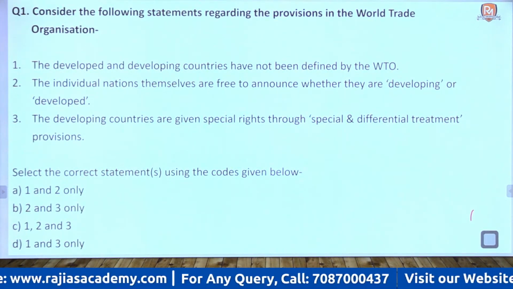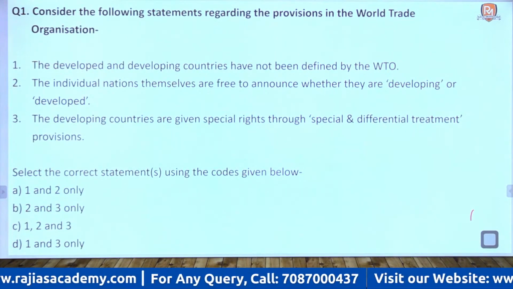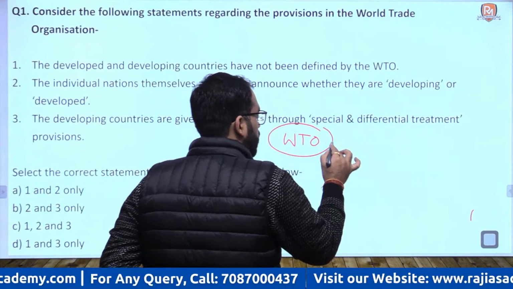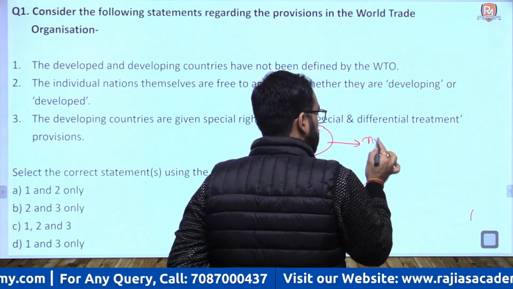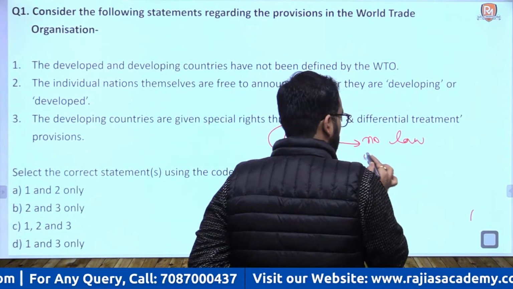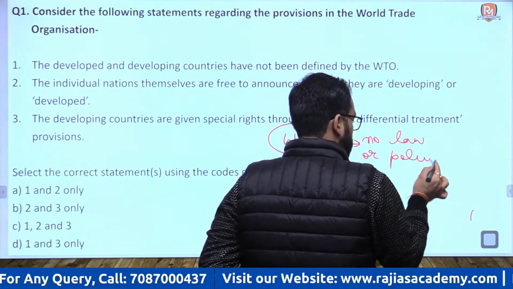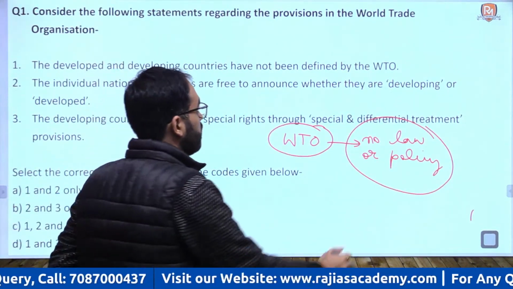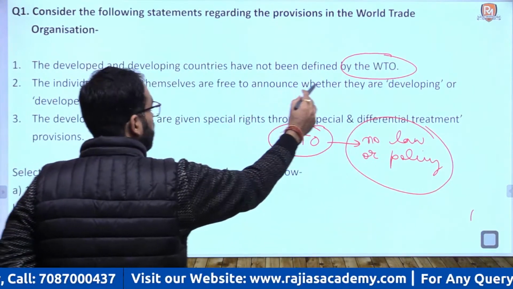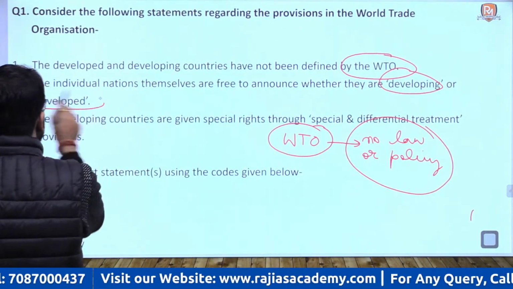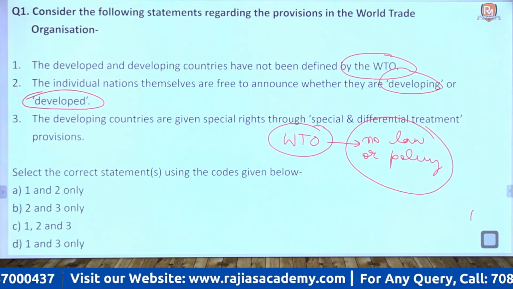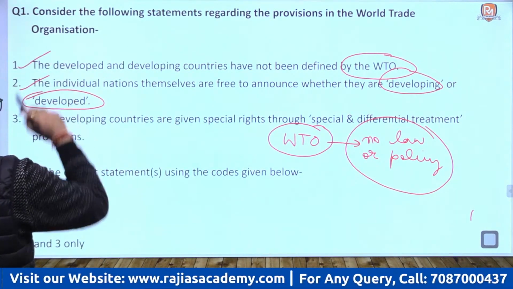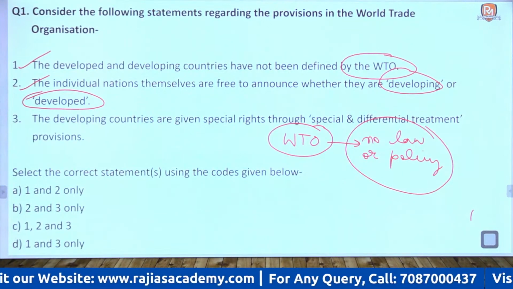Chaliye. So we have B and C as the answers. Great. Look, as far as the processes or the norms at the World Trade Organization are concerned, there is no statute or law or policy which gives a precise definition for the developing and the developed countries. It has been left to the countries themselves to define whether they are developing or developed, right? So that is why the second and the first statement will be correct, that WTO as such does not define.